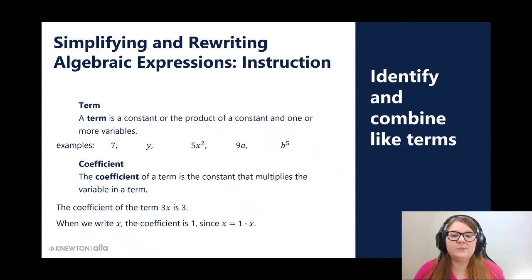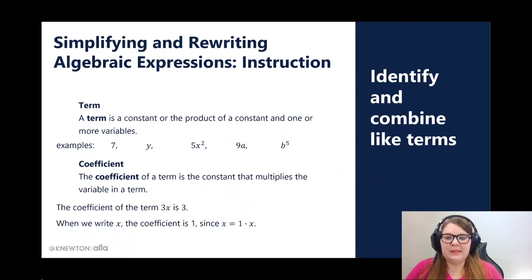It can also be more than one variable. It can be a pair of variables, three variables. It can be variables with exponents. All right. But terms are going to be separated by addition or subtraction. So a coefficient of a term is the constant that is in front of the variable. It's what is multiplying by the variable in the term.